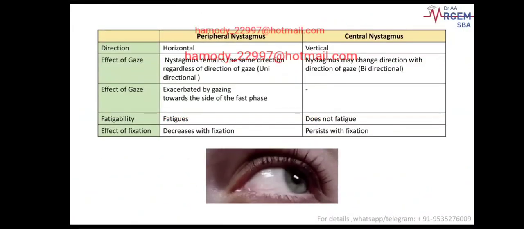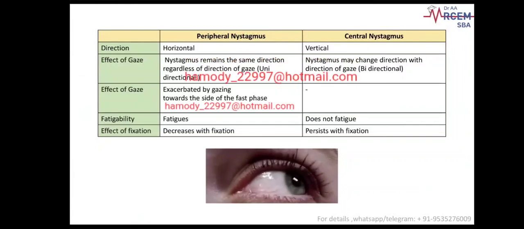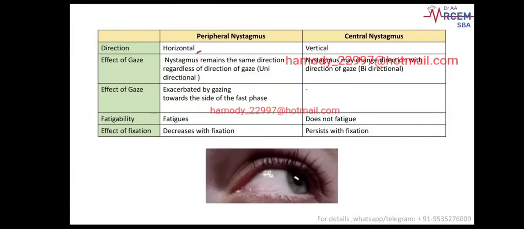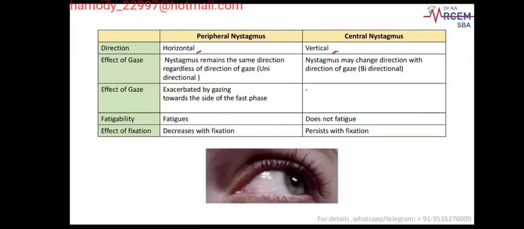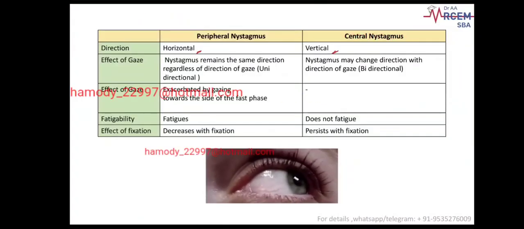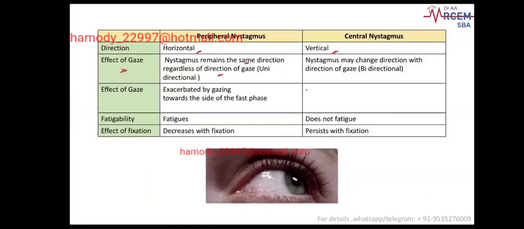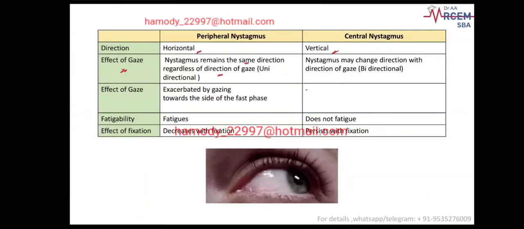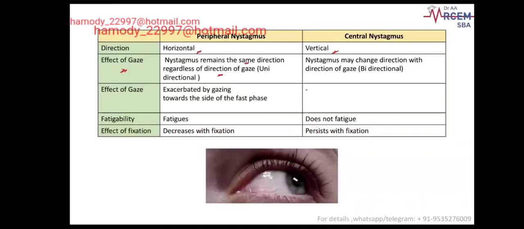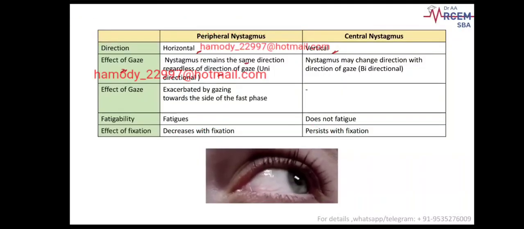Nystagmus, how to differentiate between peripheral and central. Peripheral, usually it will be horizontal in direction. Central, usually it will be vertical in direction. Effect of gaze: if they're looking in the same direction, regardless of the direction of the gaze, it will remain in the same direction. It will not change. What do you mean by same direction?